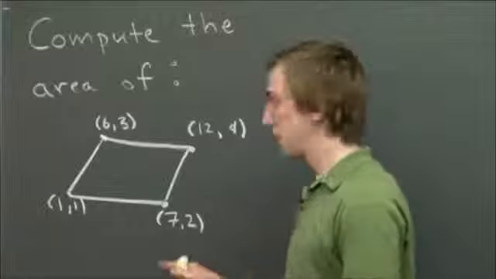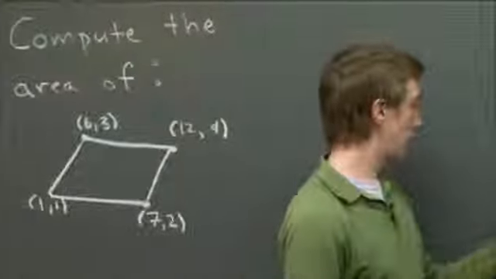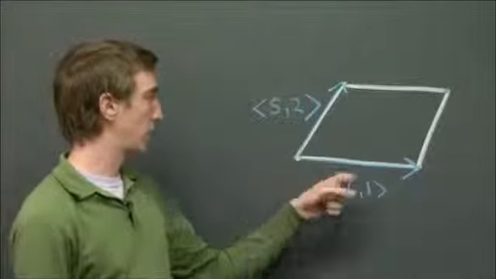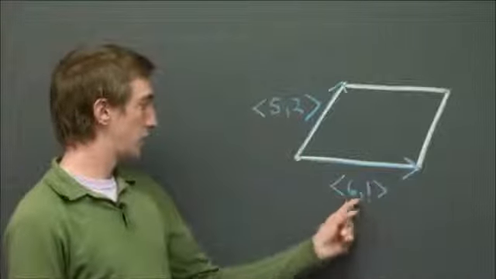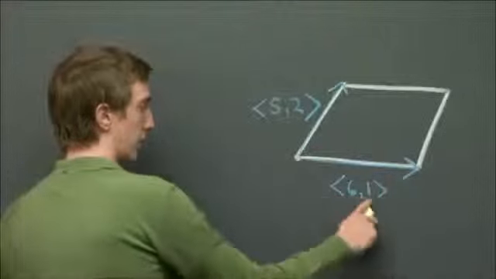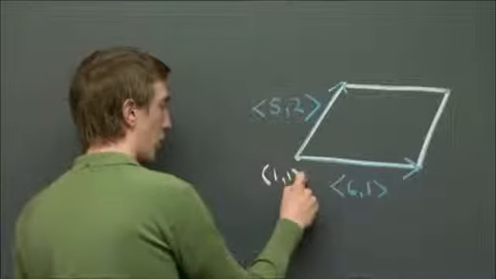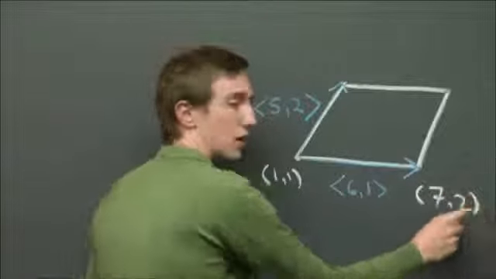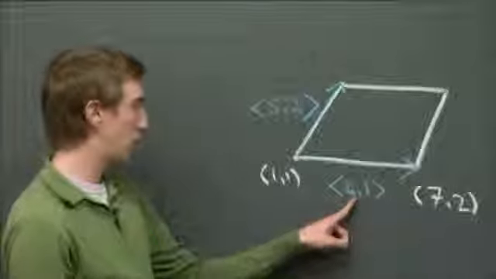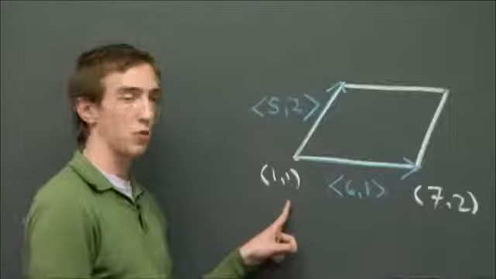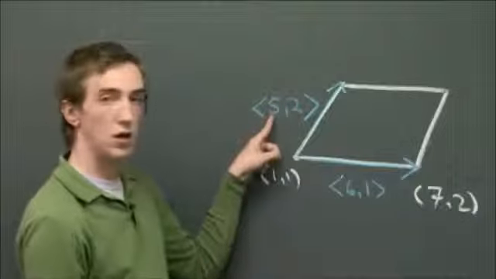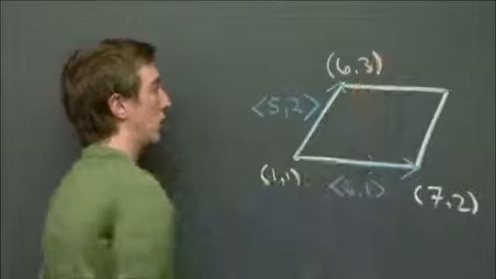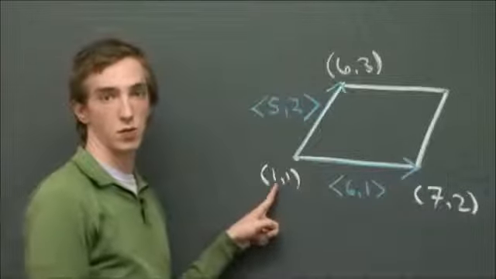So over here, I have taken the vectors which connect the endpoints of the parallelogram. You'll see that this vector 6, 1 is coming from the point 1, 1 in the original parallelogram and 7, 2. So this vector 6, 1 is just the difference of 7, 2 and the point 1, 1. And similarly, 5, 2 here is the difference of our original point 6, 3 and our base point 1, 1.